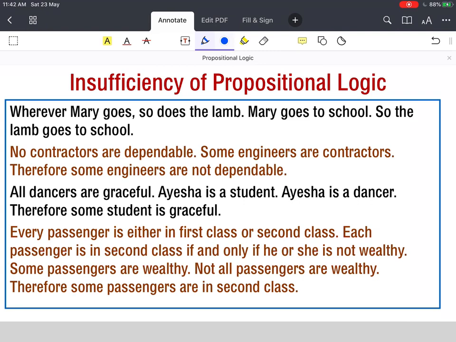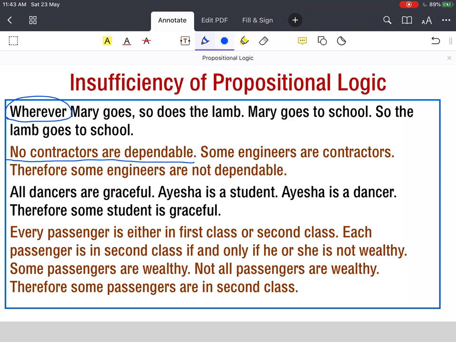However, propositional logic does not allow us to encode all types of reasoning. Here are 4 examples. Wherever Mary goes, so does the lamb. Mary goes to school, so the lamb goes to school. Now here the question is, what will we assign as Boolean variable? Because if we say Mary goes to school is one Boolean variable, how will we encode wherever Mary goes? So this is where we are facing problems in trying to encode in propositional logic.